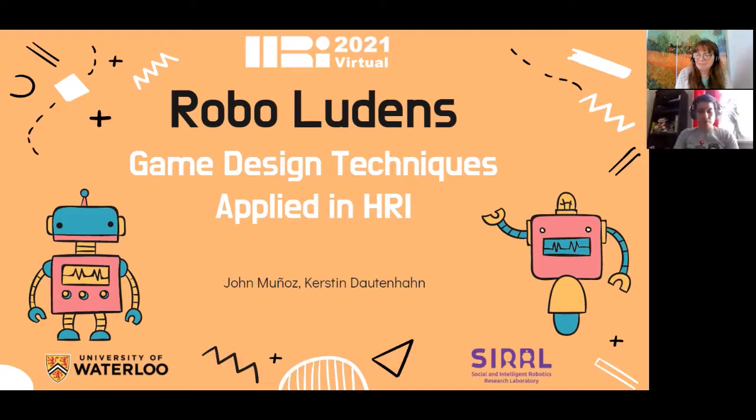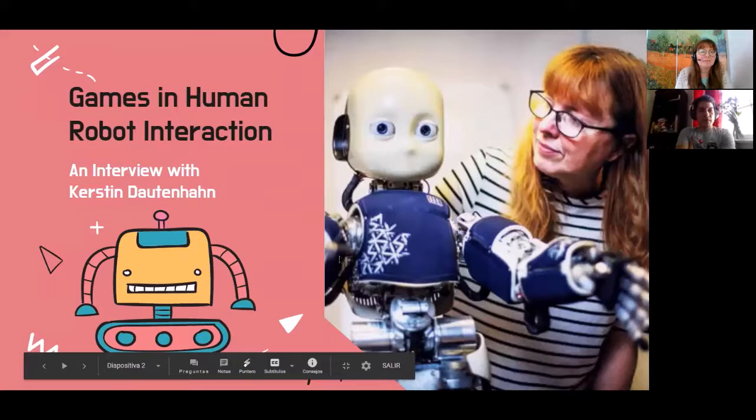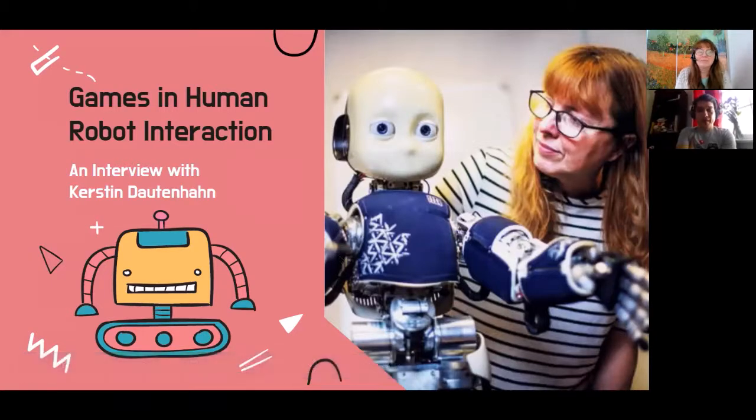This is one of the lectures that we were planning to do in this tutorial for the HRI conference. It's called Roboludens, Game Design Techniques Applying in Human-Robot Interaction. And in this case, I have the pleasure to have here with me Professor Kerstin Dautenhahn, the director of the research laboratories in social robotics here at the University of Waterloo. And we will be basically trying to talk about different design aspects of games when using social robots.